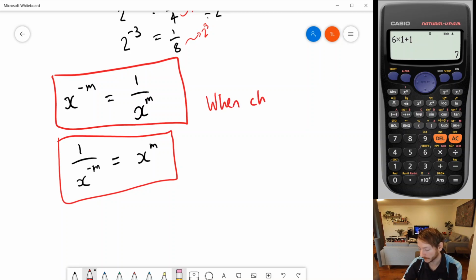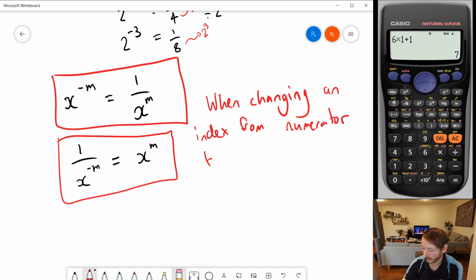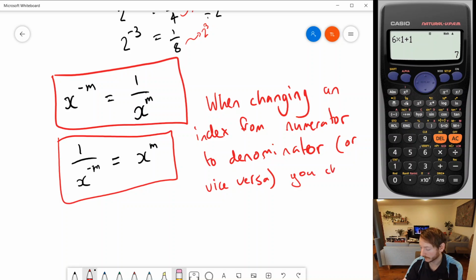When changing an index from numerator to denominator, or brackets, or vice versa, the other way around, you change its sign. Brackets, just to remind us, positive or negative.